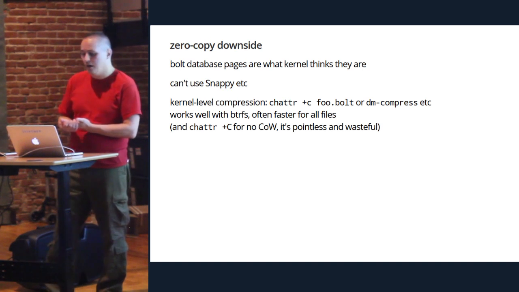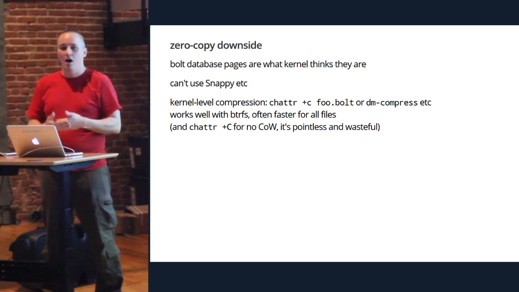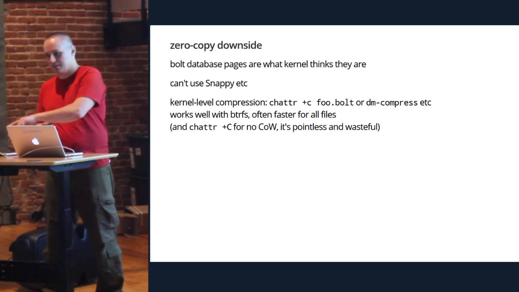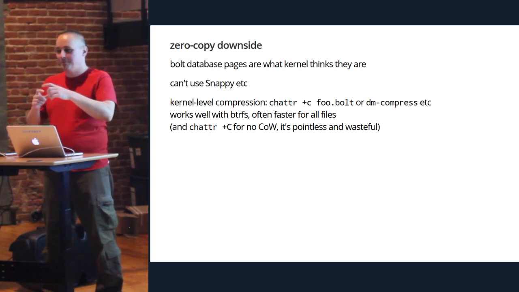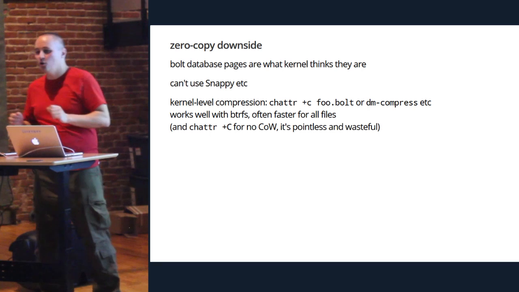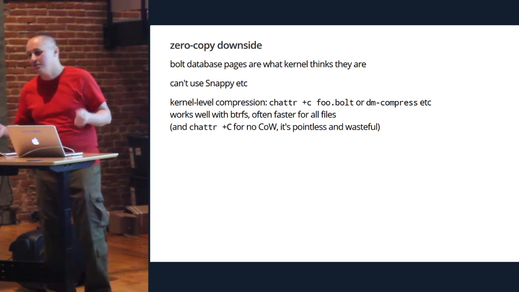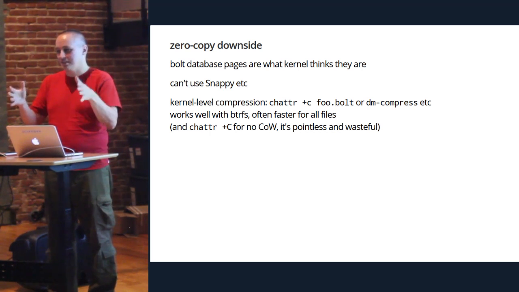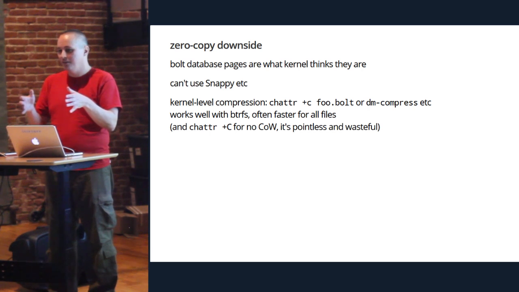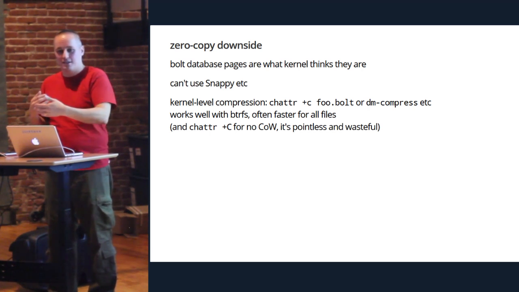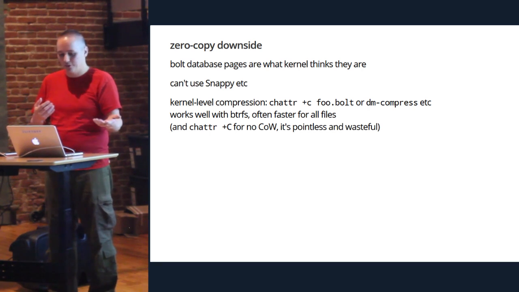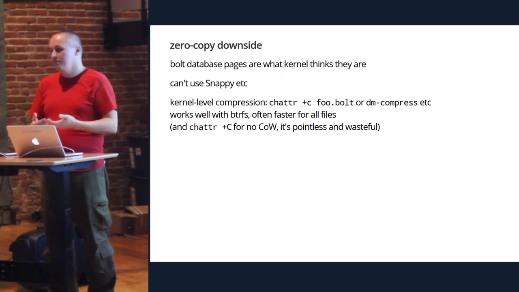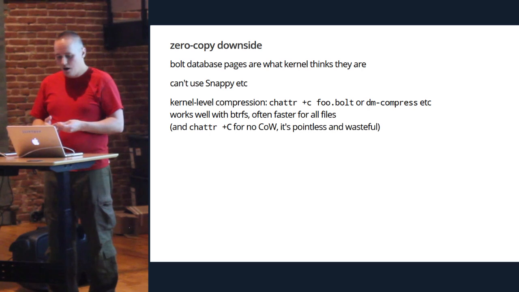So the downside of being memory mapped is that the Bolt database pages are exactly what the kernel thinks they are. I didn't say what's stored on disk. That is fungible. But the Bolt database pages are what the kernel thinks they are. So there's no load operation during which we could do decompression. Like LevelDB, for example, when it writes a chunk of content to the disk, it compresses it with Snappy. And when it loads it from disk, it decompresses it with Snappy. Now, with Bolt, there is no such thing as loading. It's just memory accesses. So there is no convenient moment to decompress anything.